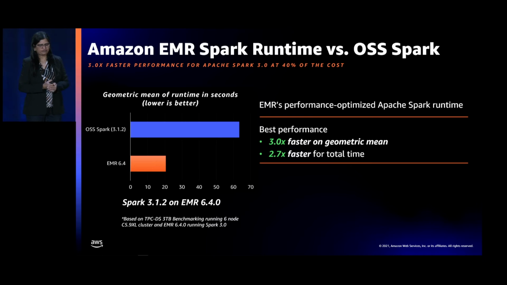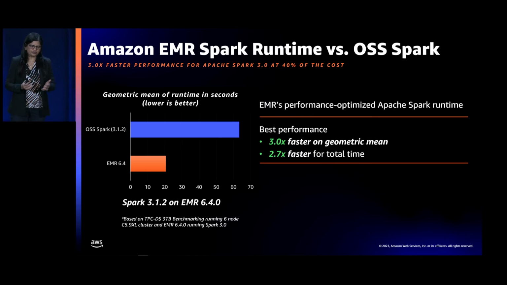Amazon EMR runtime for Apache Spark is a performance-optimized runtime environment for Spark that is active by default on Amazon EMR. So for those of you who are already running Spark workloads on EMR, you must be familiar with the Amazon EMR runtime. Every year we run some TPC-DS benchmarks to test the performance against open source Spark, as well as our own previous versions.